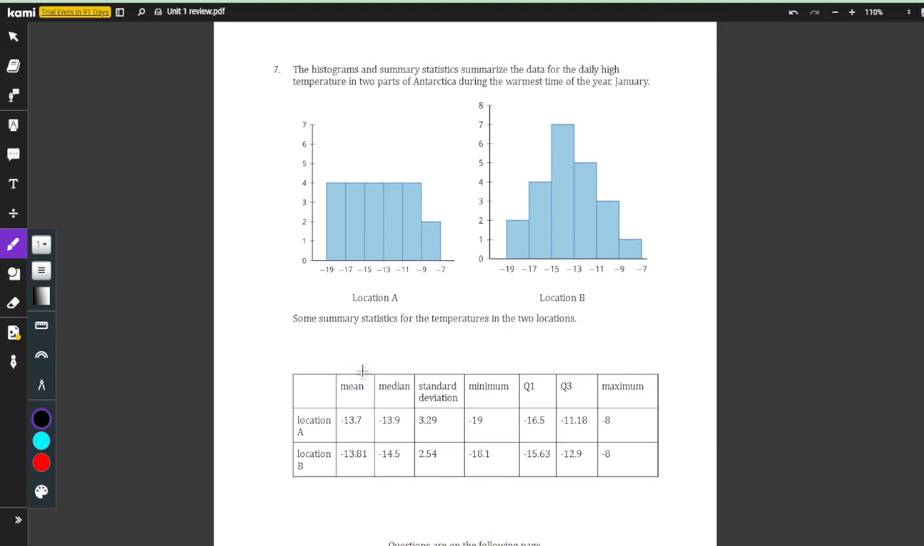Standard deviation is basically which one has a bigger spread. In this case, we know that the spread of A is more, so B is more consistent. So we're going to star these. Can I actually do shapes? Let's do triangles.